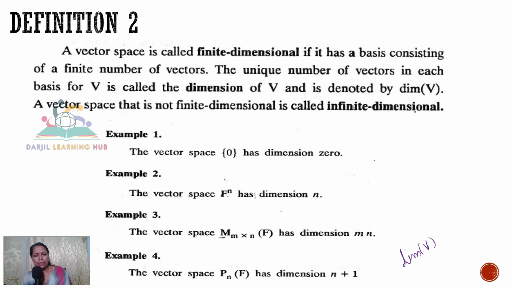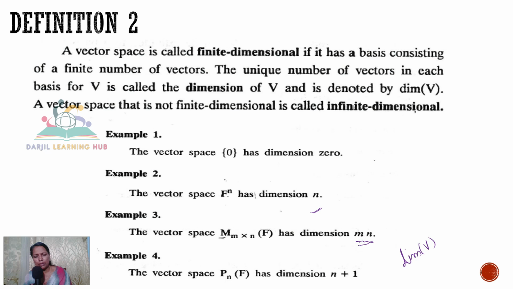The vector space 0, the singleton set 0, has dimension 0. 0 is the unique element, so the dimension is also 0. The vector space F^n, the n-tuples of F, has dimension n because it has n vectors in its basis. The vector space of matrices with m rows and n columns over the field F has dimension m times n.